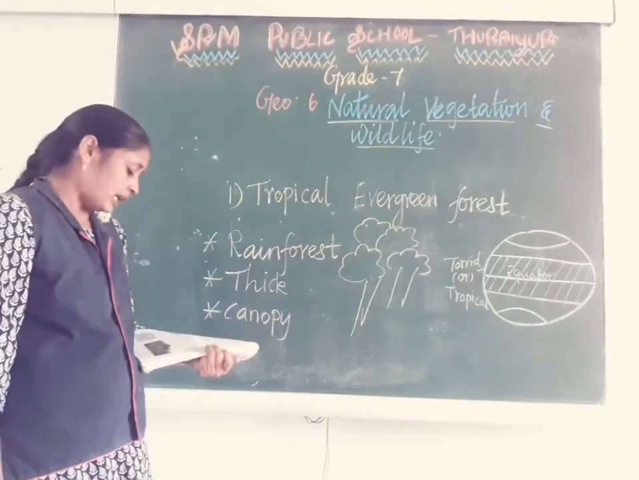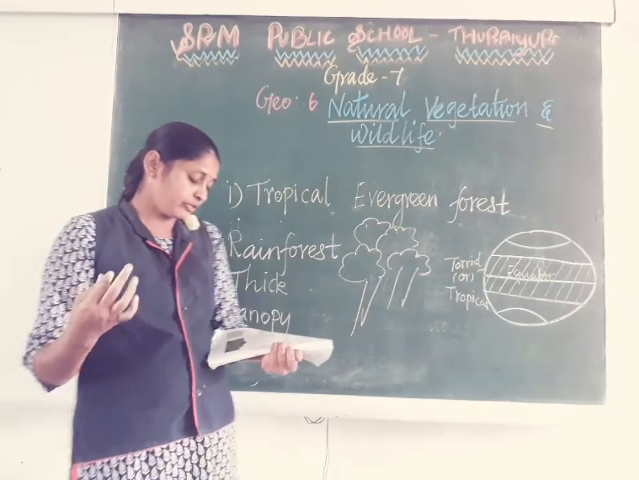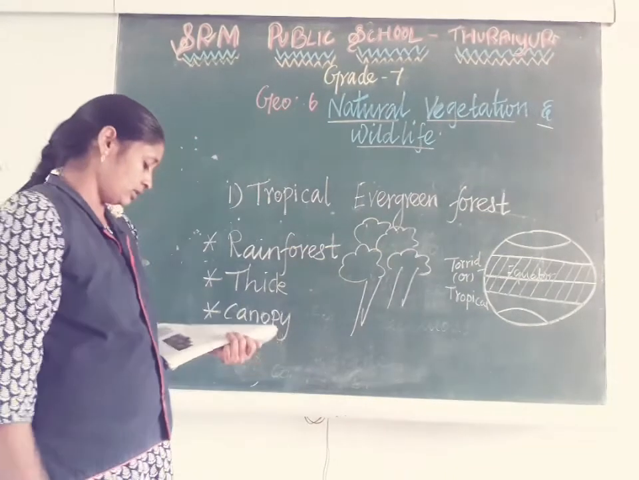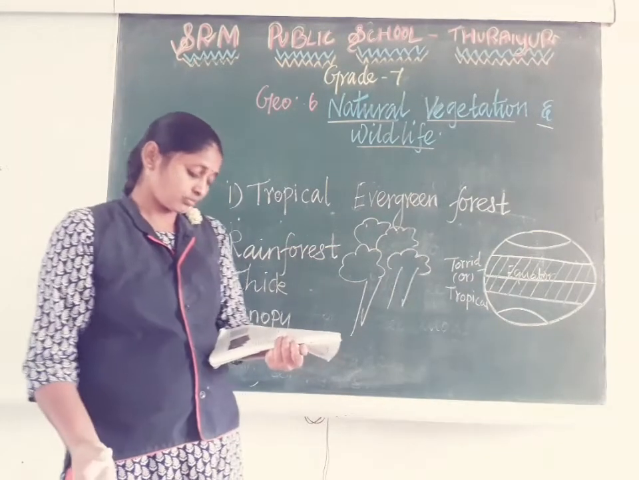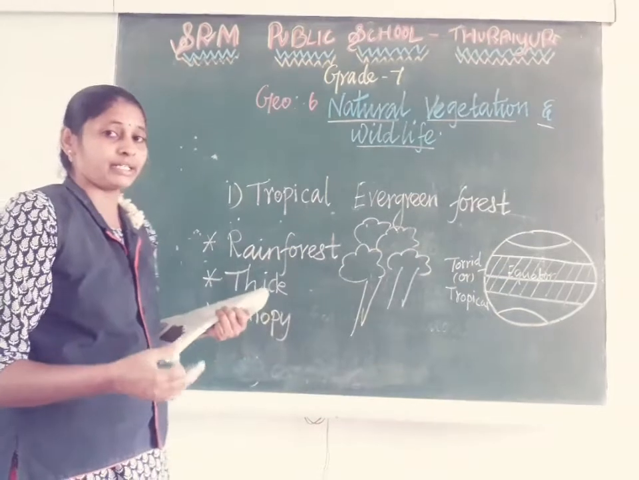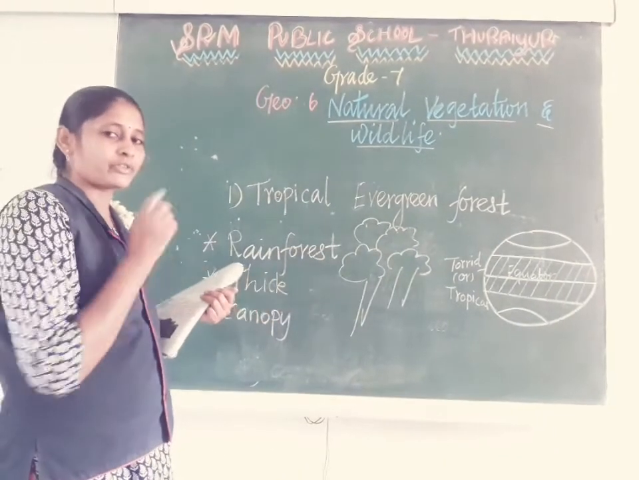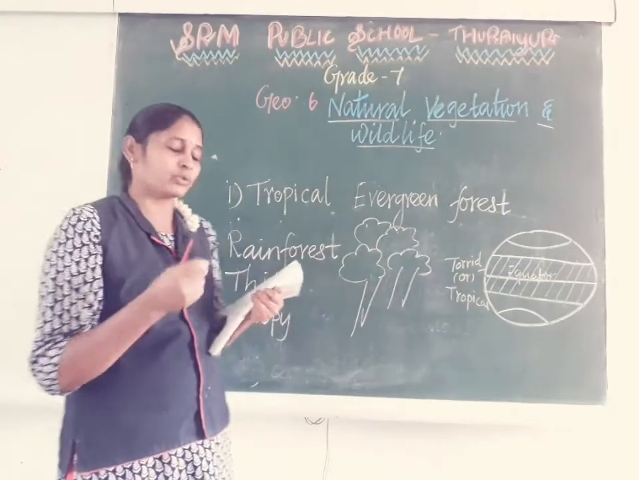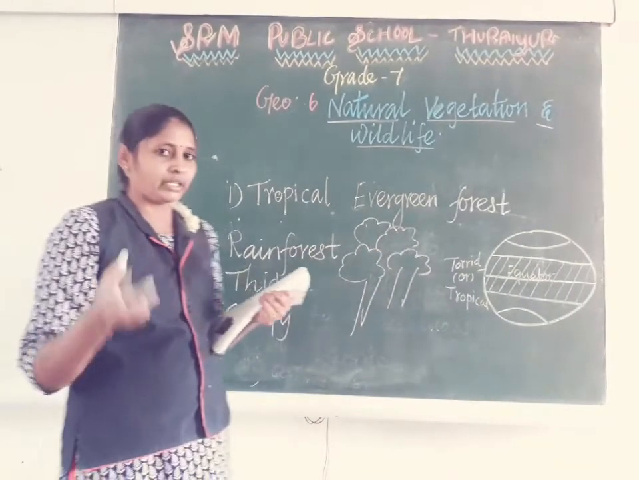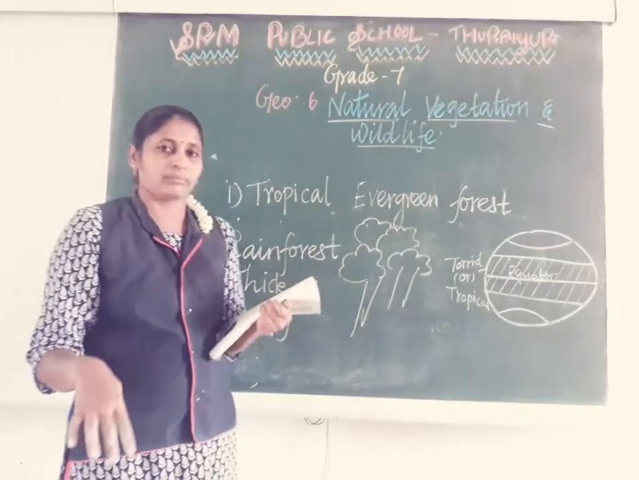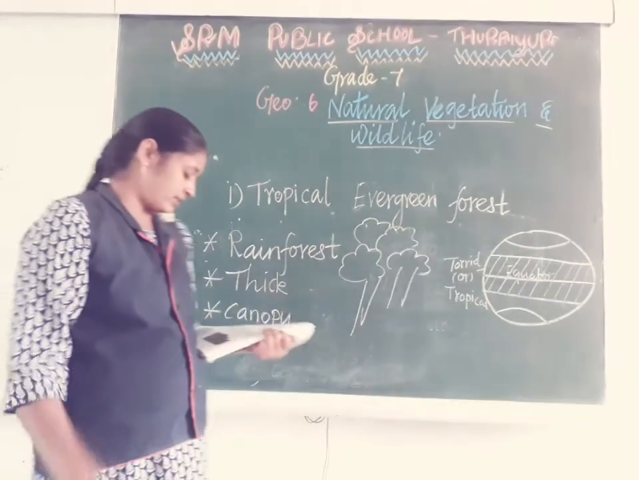As I said before, there is no specific summer season in this forest. What is the speciality, particularly in the Amazon forest? Every day at 4 o'clock in the evening it receives rainfall. They call it 4 o'clock rain, because of the very high heat the water evaporates, and because of the presence of moisture, it gets rainfall.